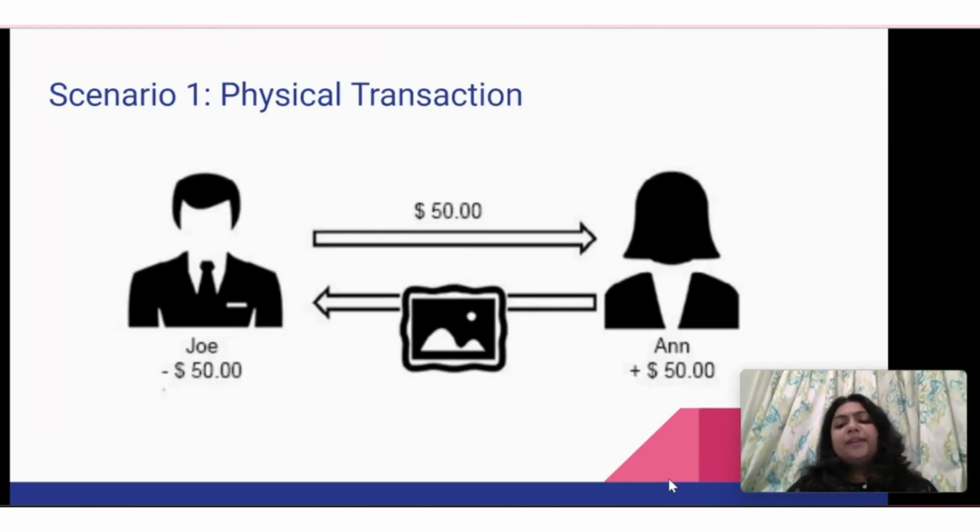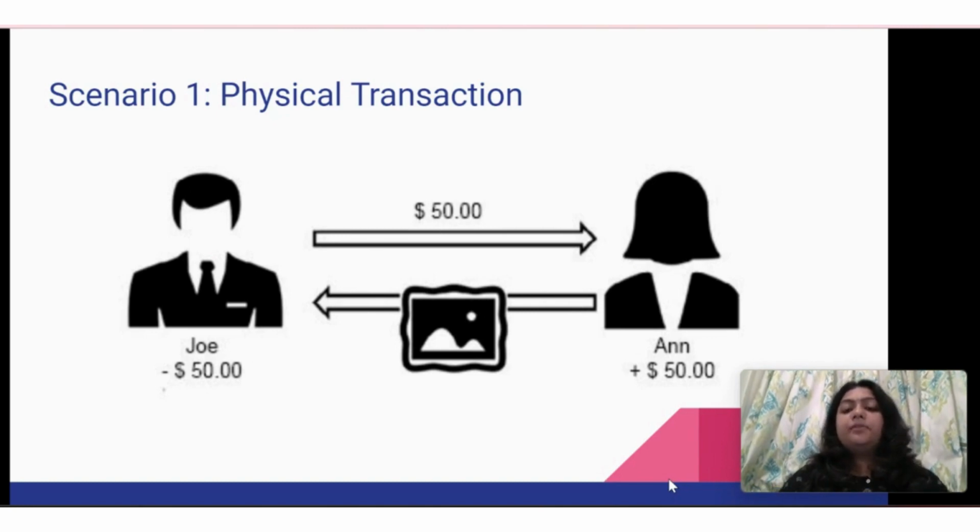Now, let us understand three different types of transaction: physical transaction, online transaction, and blockchain transaction. This is an example of a physical transaction. We have two people, Joe and Anne. Joe is trying to buy a picture from Anne. A physical transaction is an in-person transaction. I personally come, give money, and take the item I'm trying to buy. So here Joe is personally going to Anne, paying $50 and taking the picture. So this is known as a physical transaction.